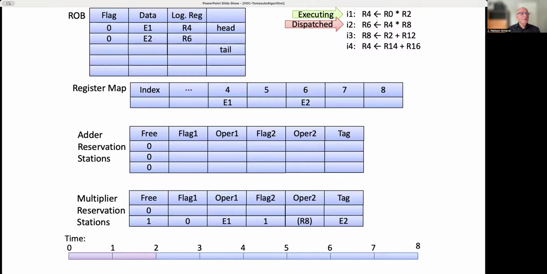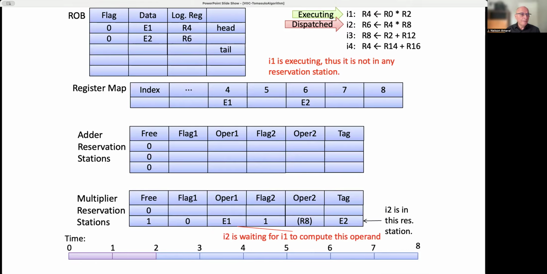So here's our time. We are executing I1. We have dispatched I2. And so, as I said, this indicates that R4 is mapped to E1, and I2 is in this reservation station. I1 is executing, so an instruction that's executing is not going to be in any reservation station because it's already in the functional unit. And this indicates that I2 is waiting for I1 to compute its operand because there is a data dependence on R4.